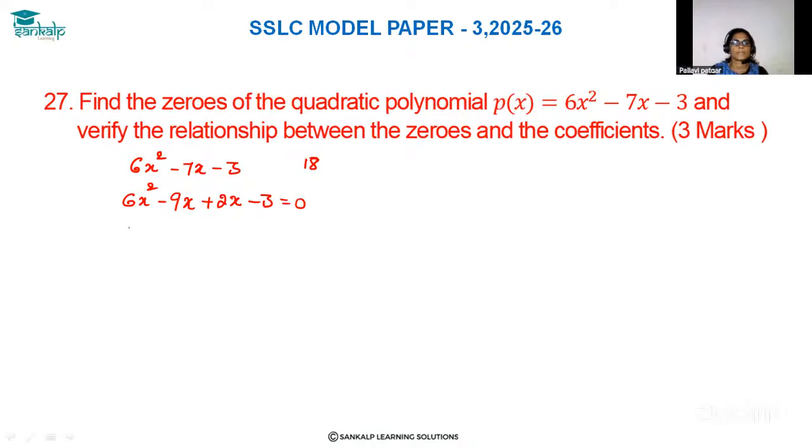So here 3x is common. So (2x minus 3)(3x plus 1).